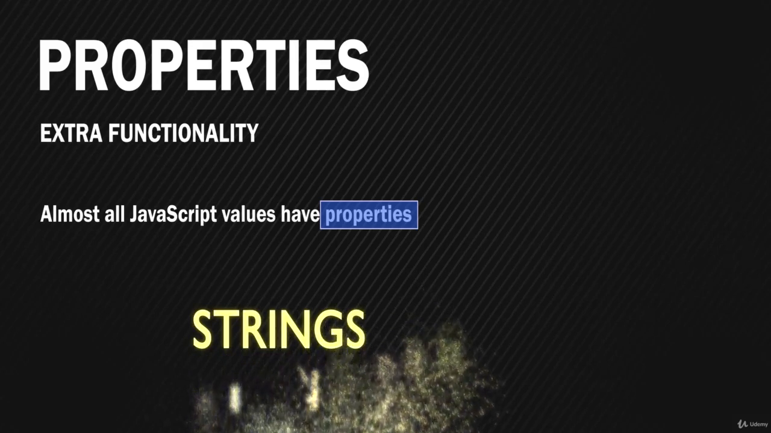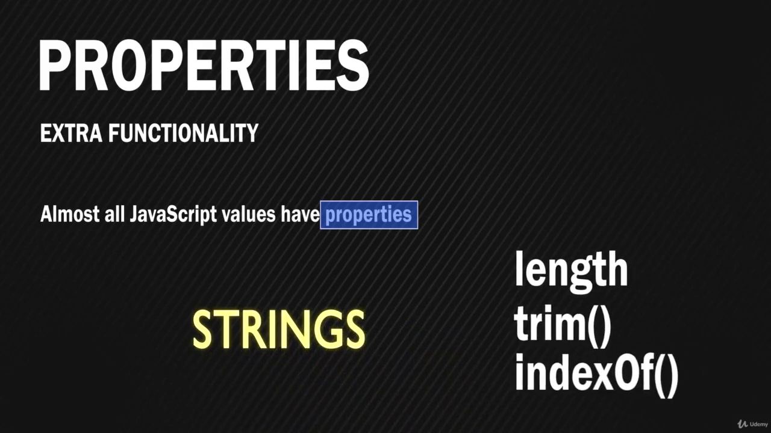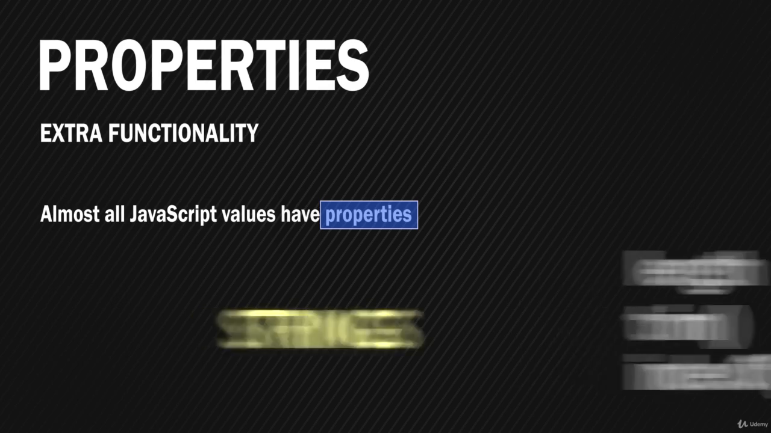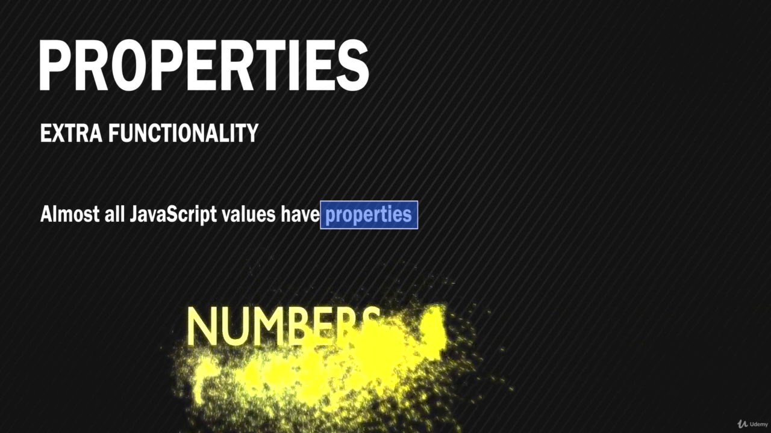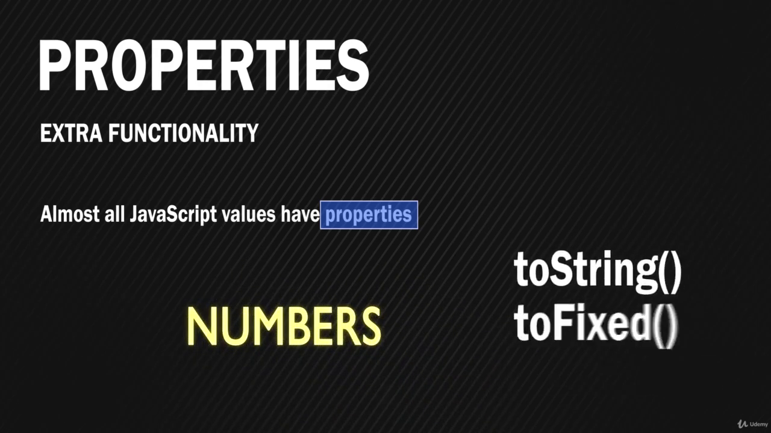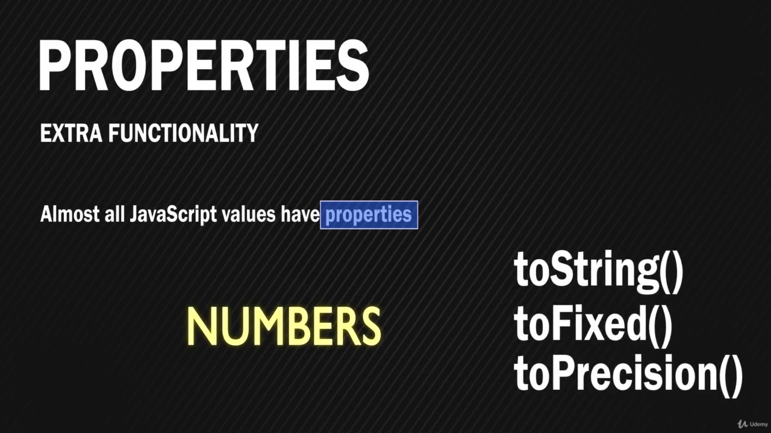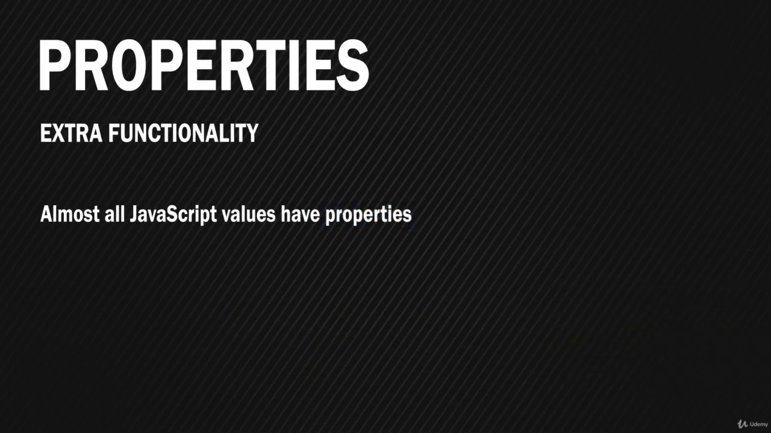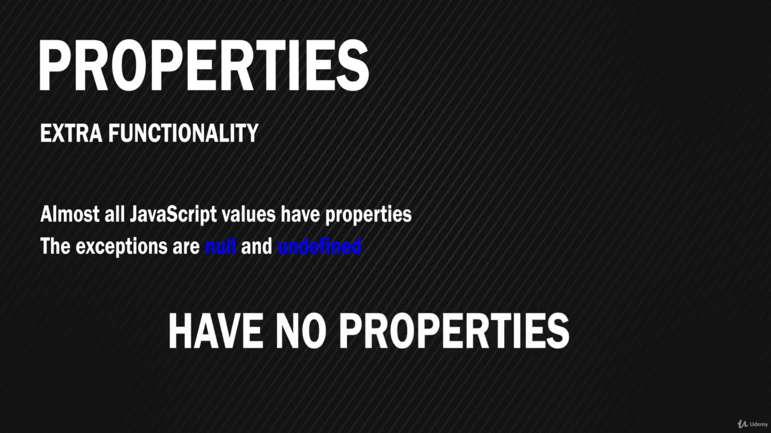Strings have properties such as length, trim, indexOf, and we're going to get into examples of this through the course. Numbers have properties: toString, toFixed, toPrecision. But not everything has properties. The exceptions I can think of are null and undefined. Null and undefined have no properties.